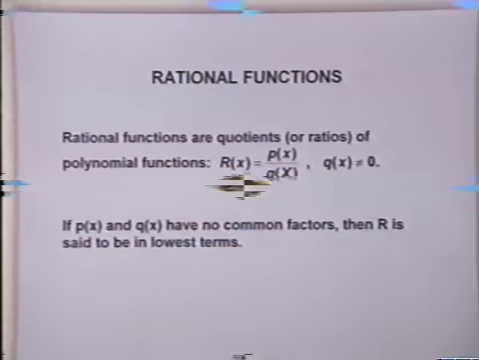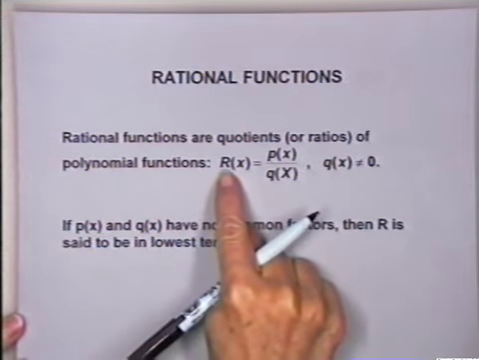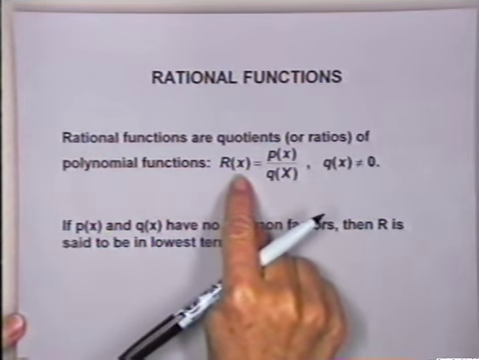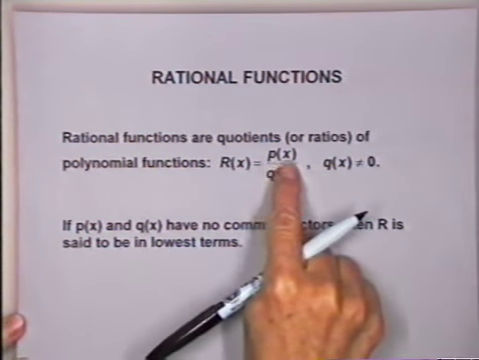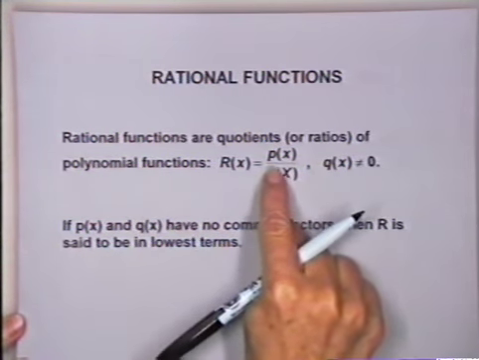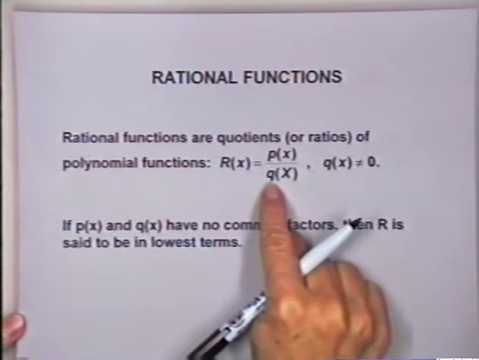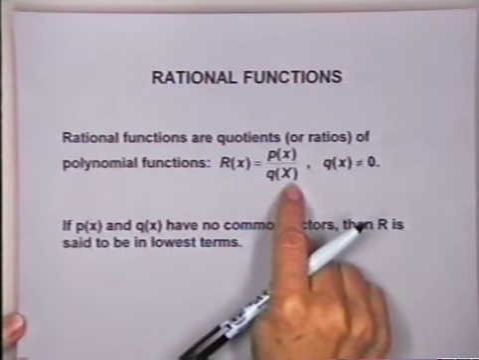for our pre-calculus students. In order for us to start our lesson, I want us to look first at the definition of a rational function so we'll understand what type of function we're studying in this lesson. Rational functions are quotients or ratios of polynomial functions. For example, here the rational function that I'm going to call r of x is equal to some polynomial function p of x divided by another polynomial function which I'm going to call q of x.